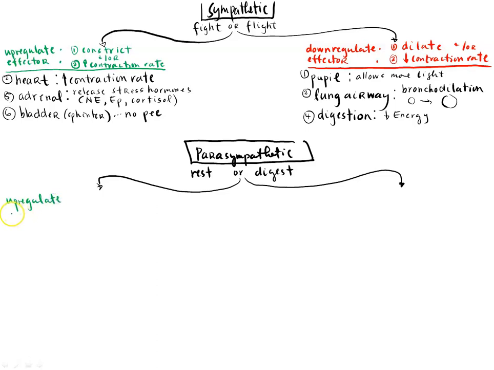So if I upregulate an effector, it's going to be the same thing, people. I'm going to constrict some muscles.